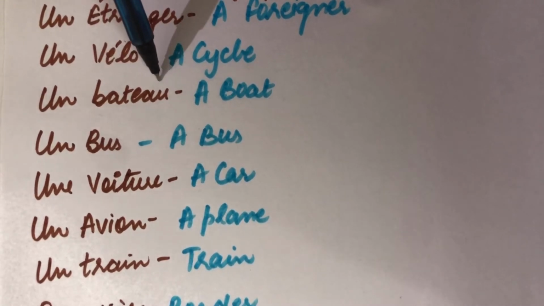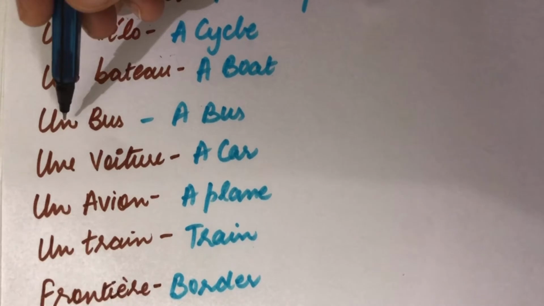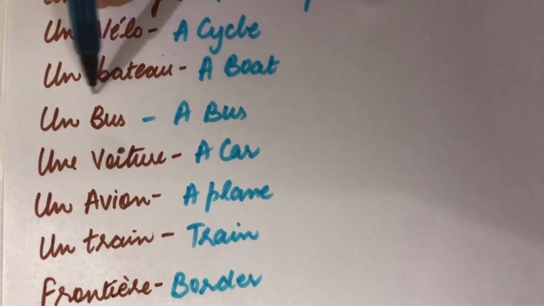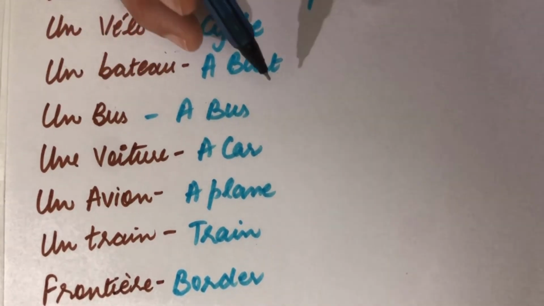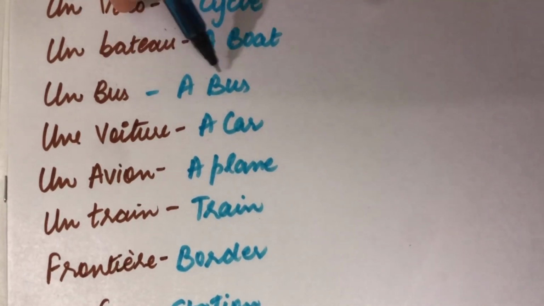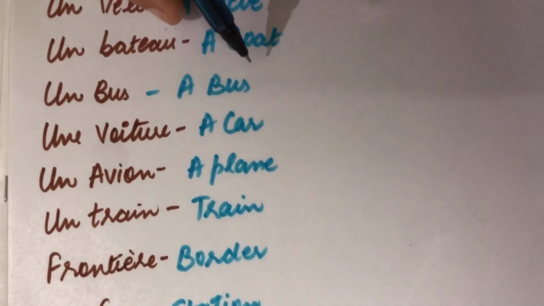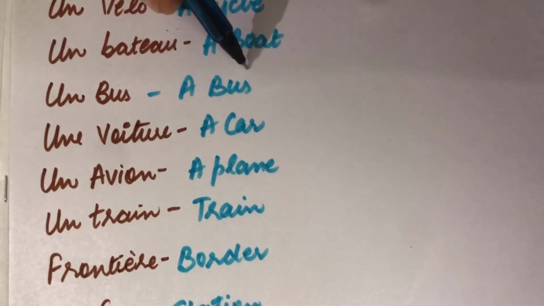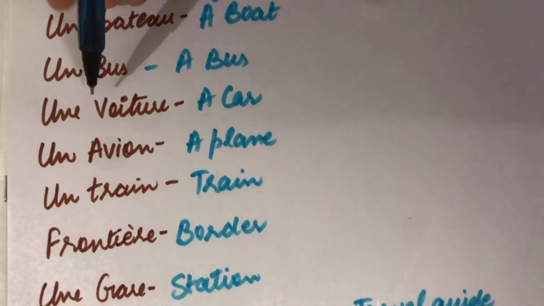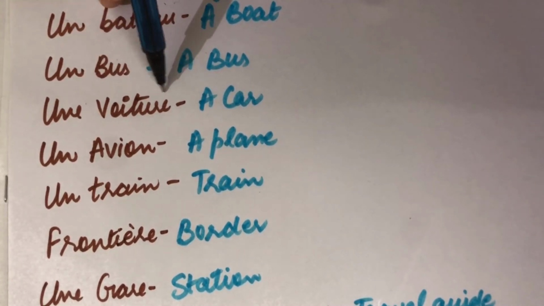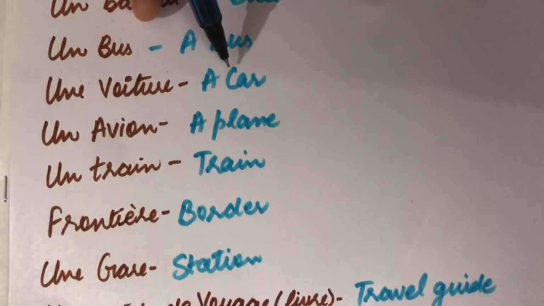Un bateau. Un bateau, which is a boat. A bus, this is not the bus of English, this is bus. Okay, which is a bus. Here the meaning is the same as that in English, even the spellings are the same, but the pronunciation differs. In English this is bus, in French this is bus. Okay, next is une voiture. Une voiture, okay, which means a car.